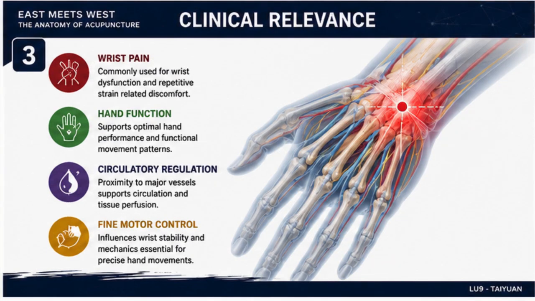Clinically, Lung 9 is frequently used for wrist dysfunction and conditions involving repetitive hand use. Because of its proximity to major vascular structures, it is often discussed in relation to circulation and tissue perfusion. The region also influences fine motor control through its relationship with wrist stabilization and hand mechanics. For clinicians, Lung 9 represents an important example of how vascular and musculoskeletal anatomy intersect.